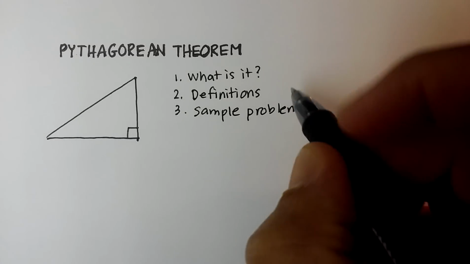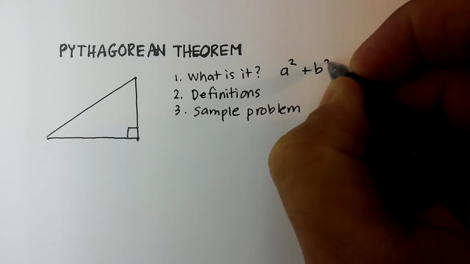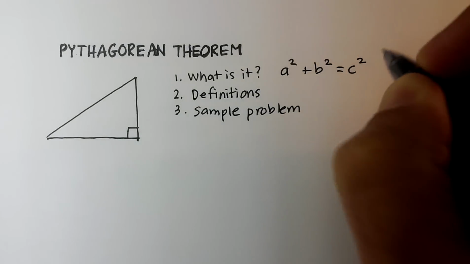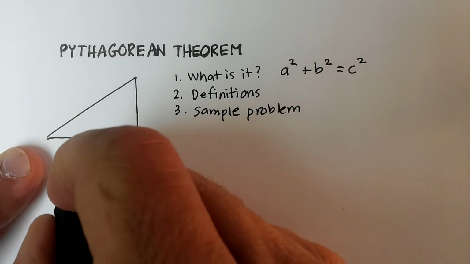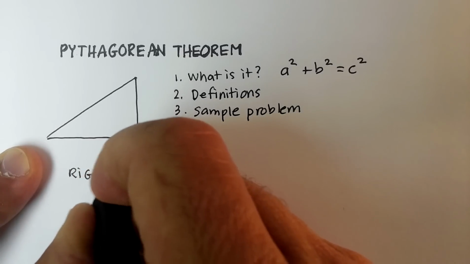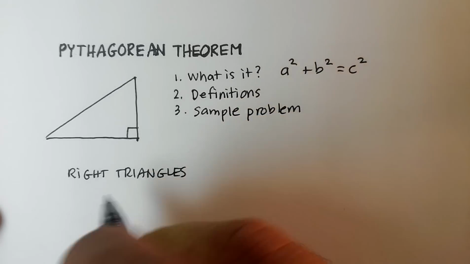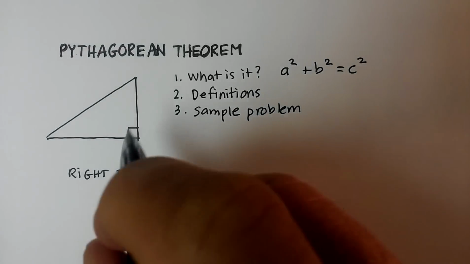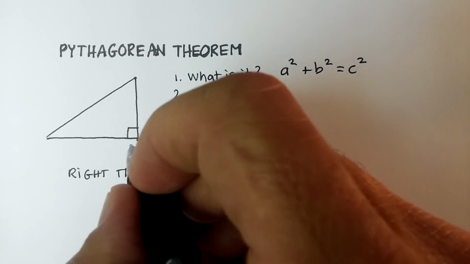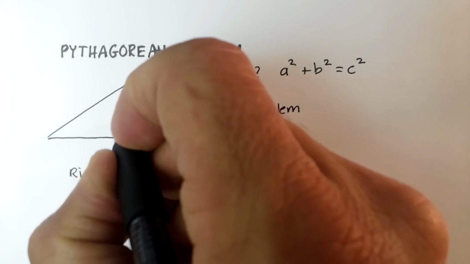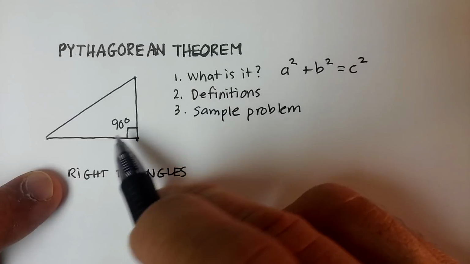The Pythagorean Theorem is a formula, and let me write it out for you. It's a squared plus b squared is equal to c squared. And specifically, this formula works for what are called right triangles. Okay? Right triangles. Now, what makes something a right triangle? A right triangle has, see this little symbol right here? It has a squared off, if you want, corner, which is 90 degrees. Okay, so the Pythagorean theorem only works with right triangles.